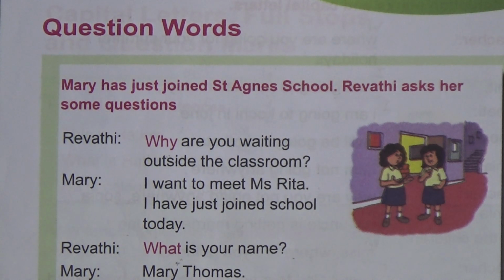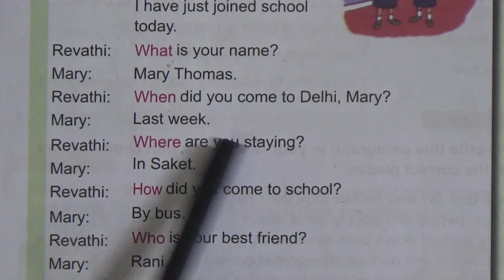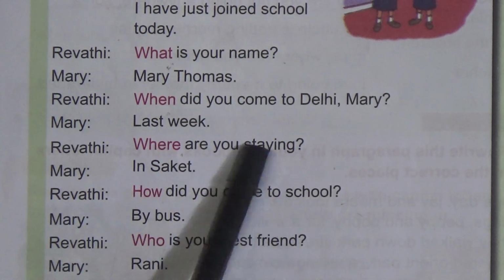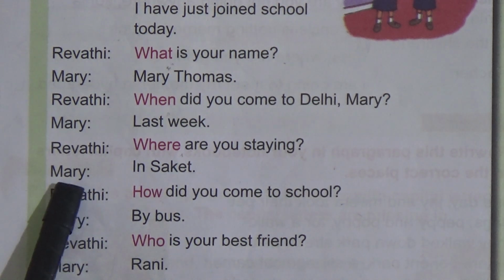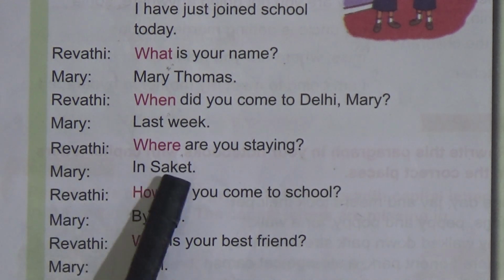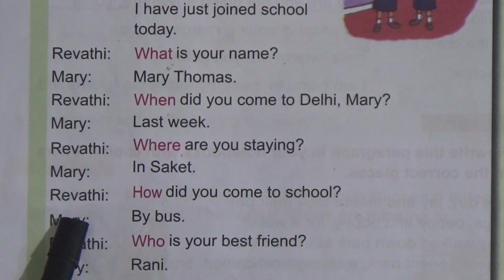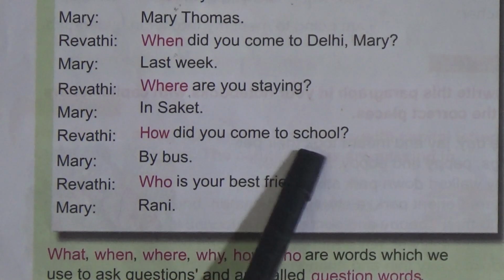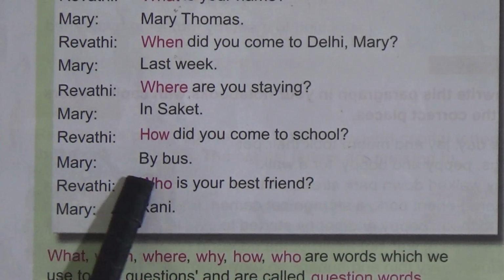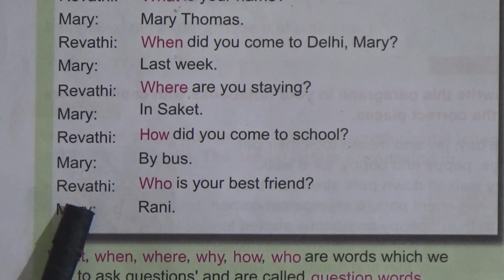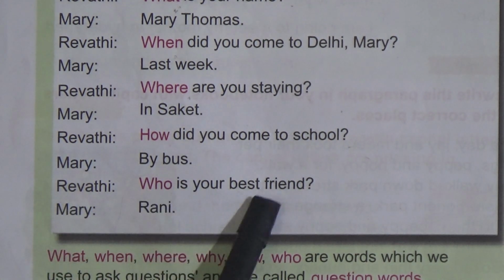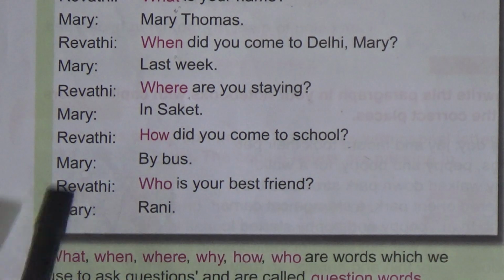Mary, last week. Revati, where do you stay? Where do you stay? Mary, in Shakat. Revati, how did you come to school? Mary, by bus. Revati, who is your best friend?